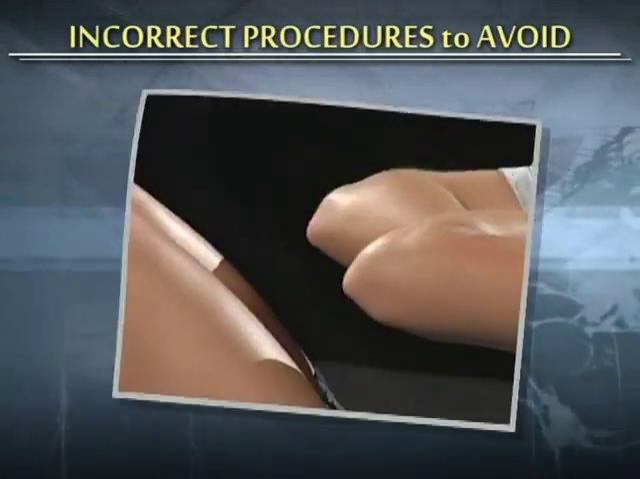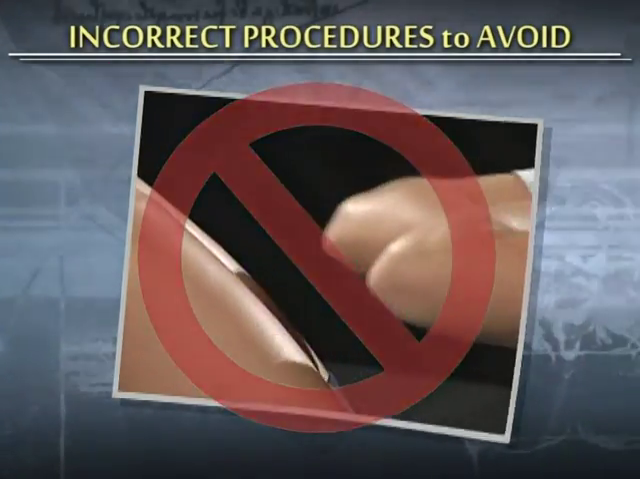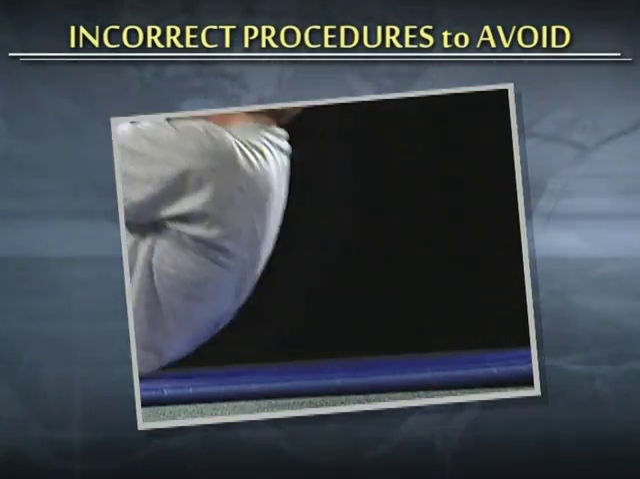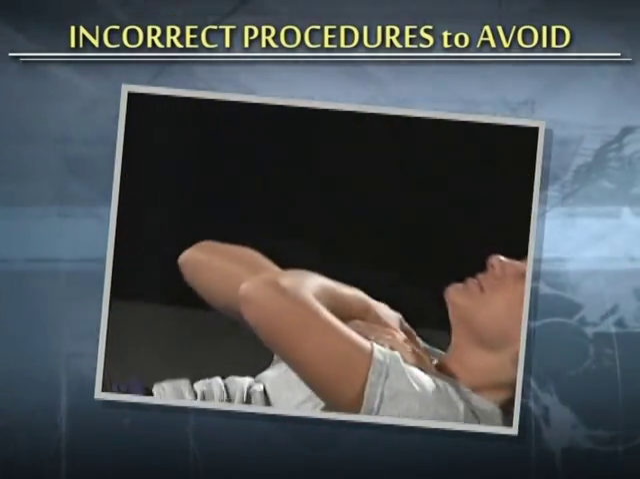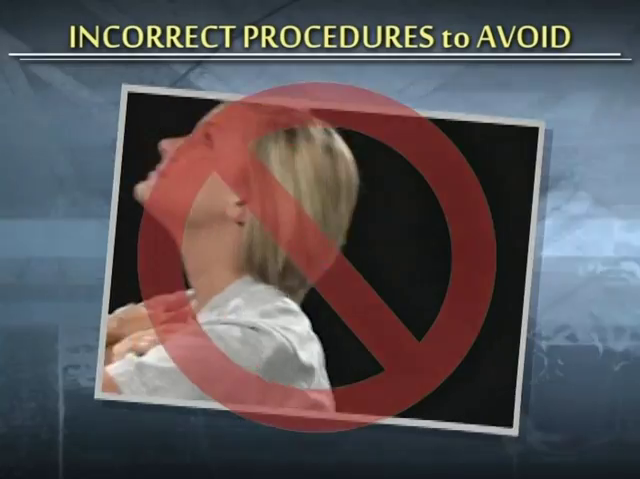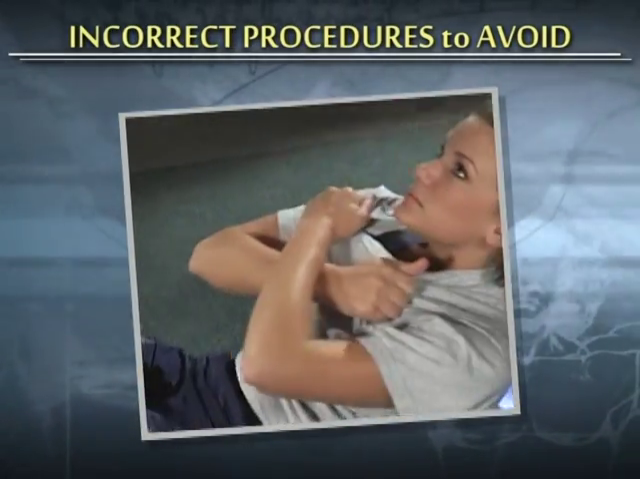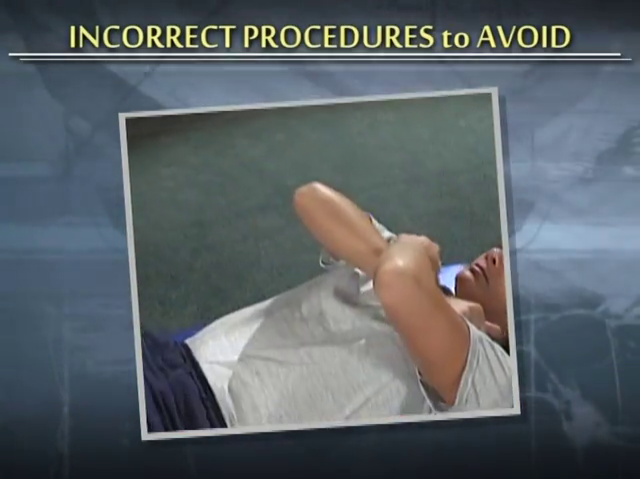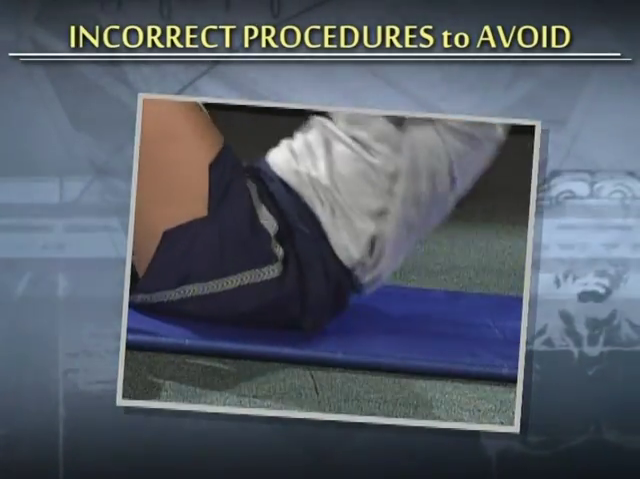Here are some incorrect procedures to avoid. Elbows not touching your knees or thighs at the top of the sit-up. Shoulder blades not contacting the floor or mat at the bottom of the sit-up. Hands or fingers completely breaking contact with the shoulders or upper chest. Grabbing onto your shirt. This does not assist in performing the sit-up, and it makes it difficult to determine if you are maintaining proper contact. And lastly, lifting your buttocks off the floor.